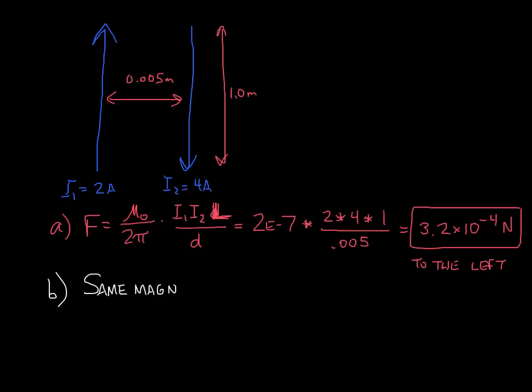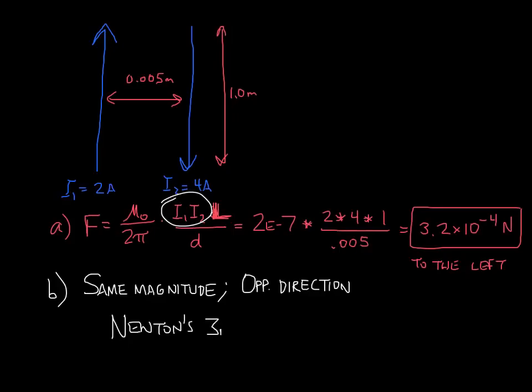magnitude of force, because the force on either wire depends on both currents, as you can see in the equation, but since the wires repel each other, that wire is going to move to the right, which is the opposite direction. So it has the same force, but the opposite direction, and the justification you can use for that is Newton's third law.